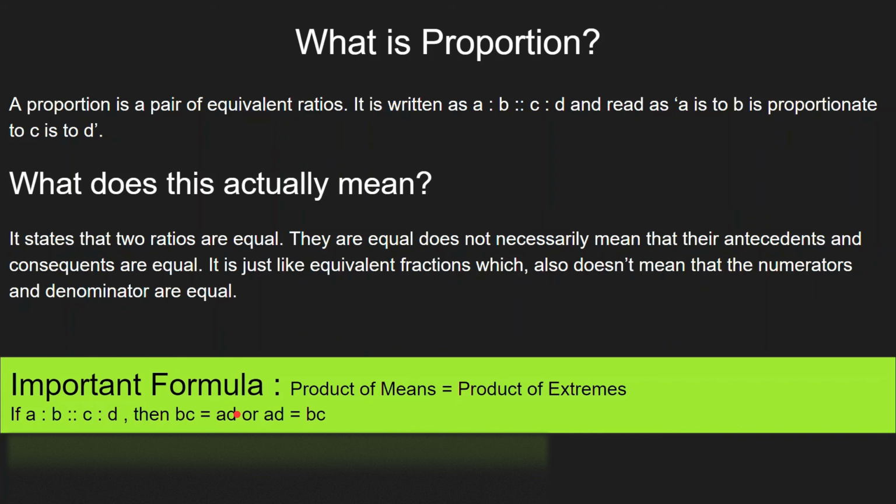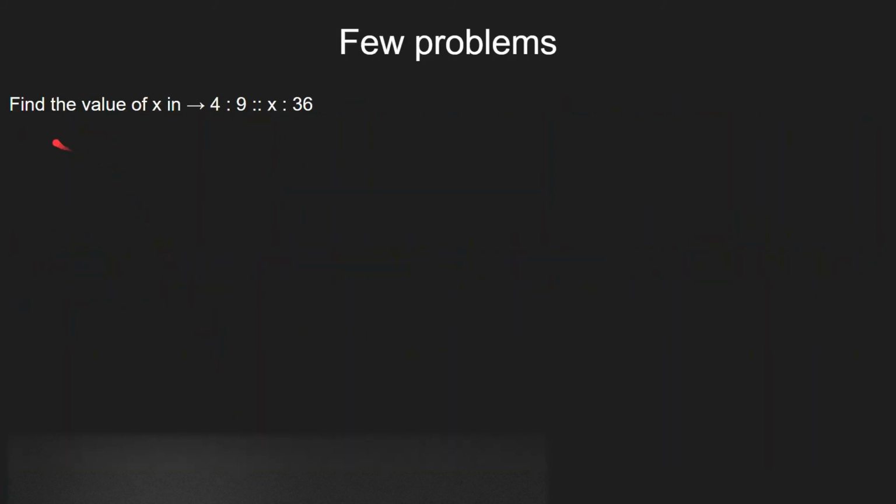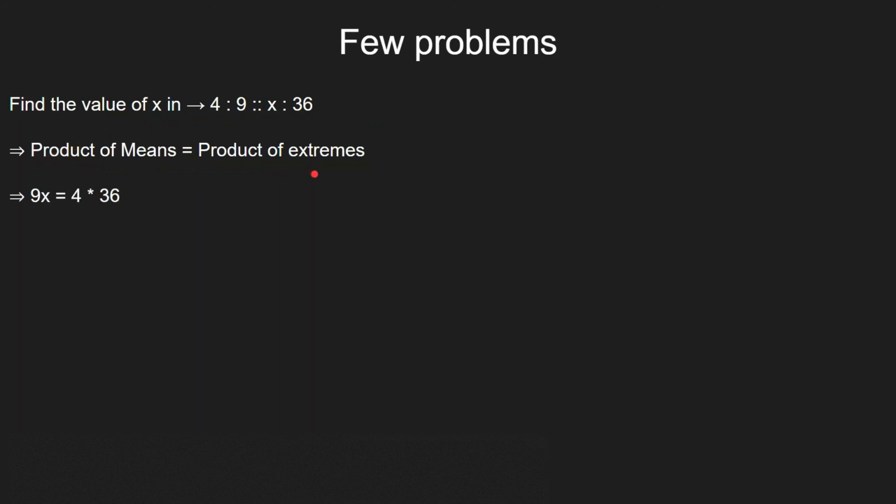Let's see this in action. We are given a question. Find the value of x in 4:9 is proportionate to x is to 36. So we'll write the formula first. Product of means is equal to product of extremes. Then comes 9x is equal to 4 into 36, since 9x is the product of the means and 4 into 36 is the product of the extremes.